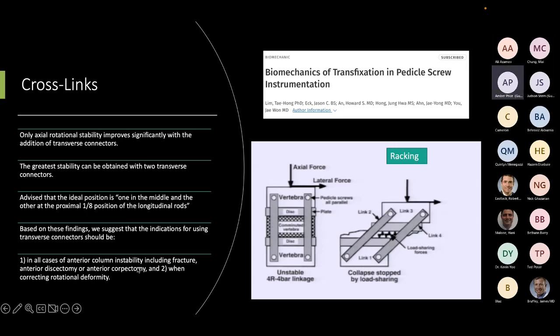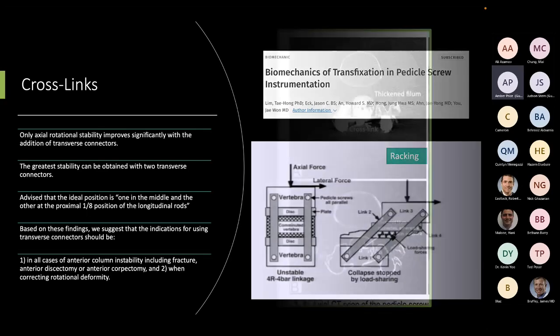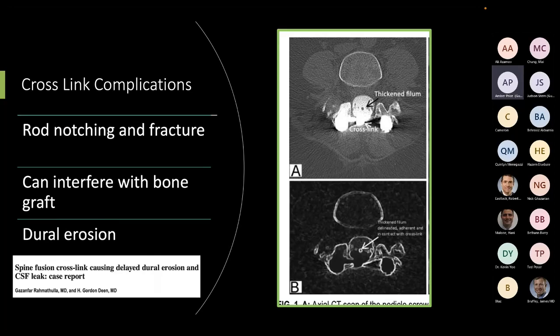But they really only suggested it in certain cases. So if you had anterior column instability, or you're correcting a rotational deformity, because they really don't have a lot of biomechanical function when it comes to flexion and extension stability, anything like that. It's mostly for rotational stability. And they do come with certain complications. There's rod notching and fracture, which we talked about earlier. It can interfere with the placement of your bone graft. And there are case reports of them causing dural erosion. So that's something to keep in mind as well.